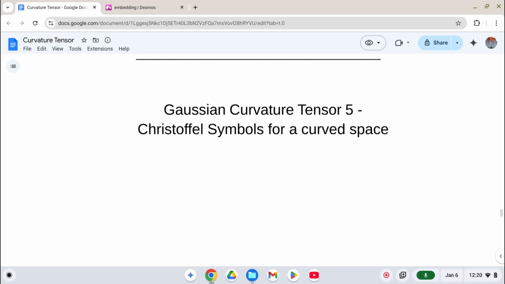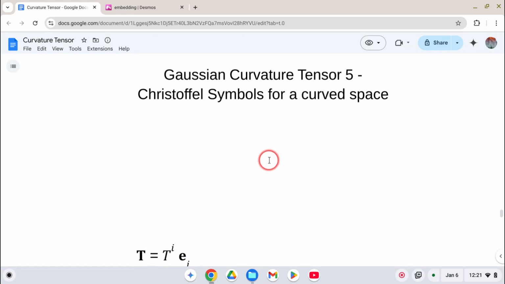Hello, tensor friends. We're back here with another riveting tale of the Gaussian curvature tensor. This time we're going to find the damn thing. It's been a long trip, but I tell you, I've learned a lot. I hope you have. This time we're going to find the Christoffel symbols for a curved space, and that's going to allow us to find the actual curvature tensor.